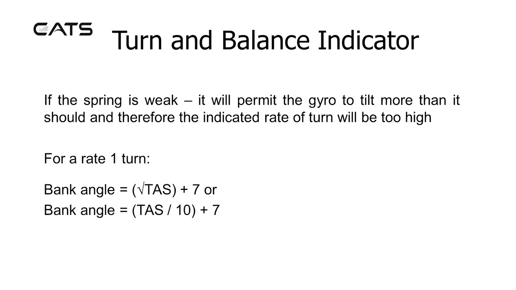For a rate 1 turn, bank angle is equal to the square root of the true airspeed plus 7, or TAS divided by 10 plus 7.